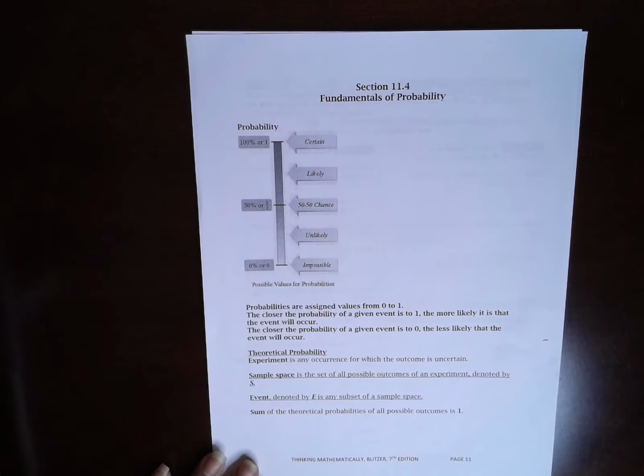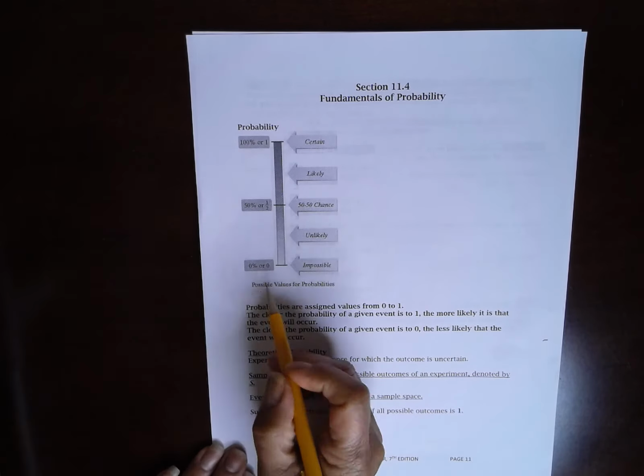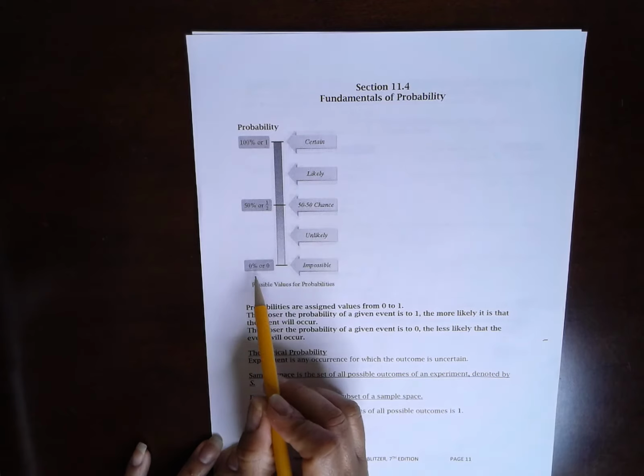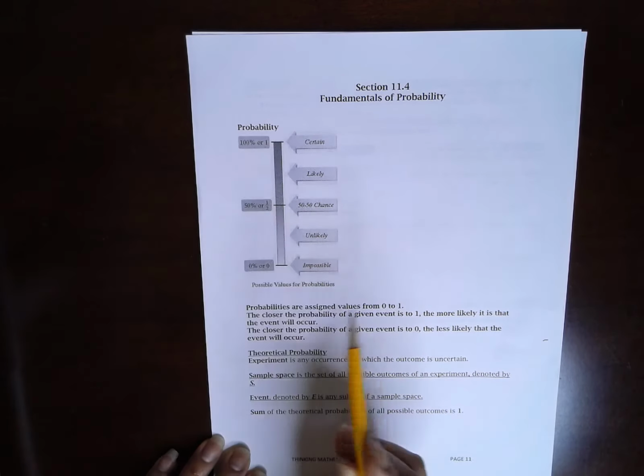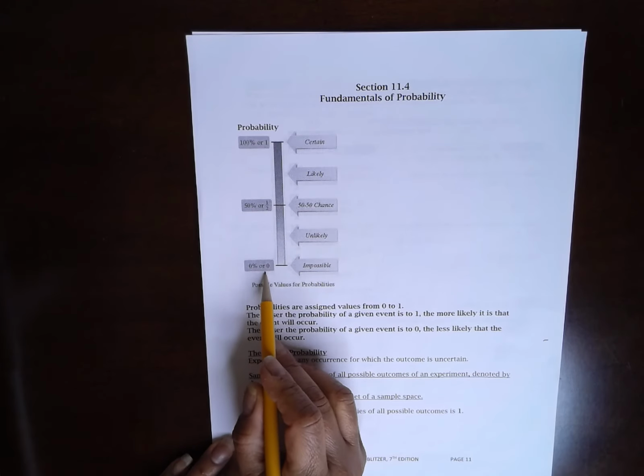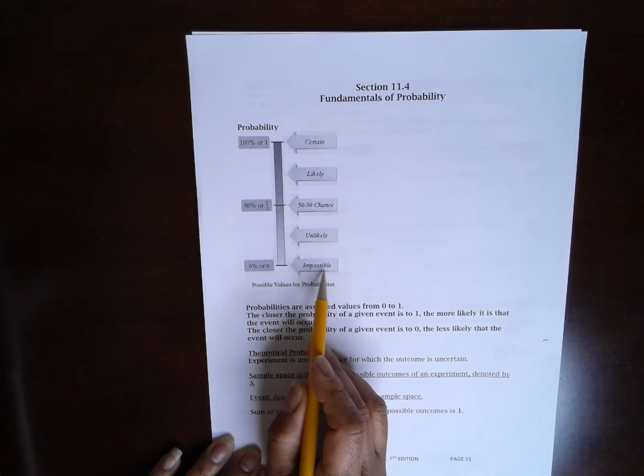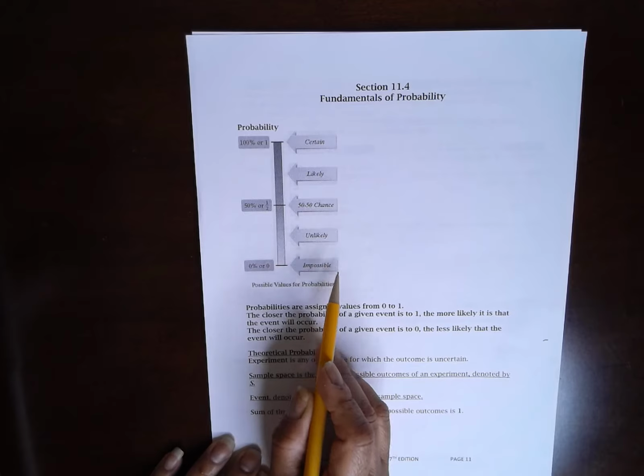In this section, we're going to go over section 11.4, and the topic is fundamentals of probabilities. So probability can take a range of values from 0 to 1, and in terms of a percentage, from 0% to 100%. At 0% or 0, the event is classified as impossible.